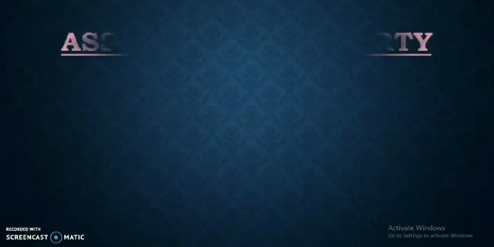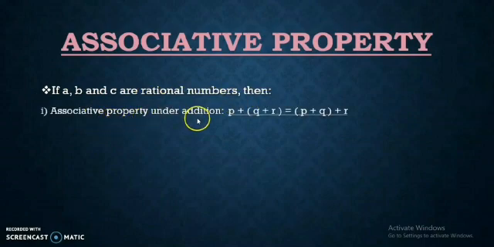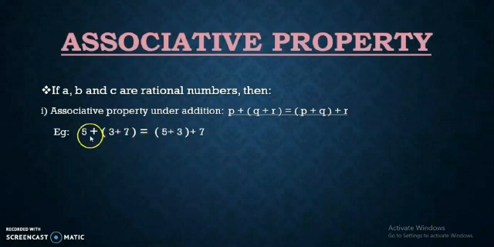Now come to the third property, associative property. If A, B and C are rational numbers, then associative property under addition says in the case of addition, the order of grouping can be changed and it does not change the result. For example, on both the sides, we have the same rational numbers 5, 3 and 7. But the order of grouping is changed. Still we have the same result, which is 15 on both the sides.